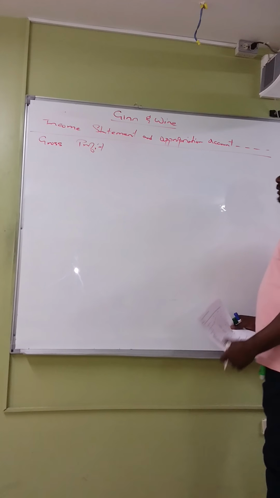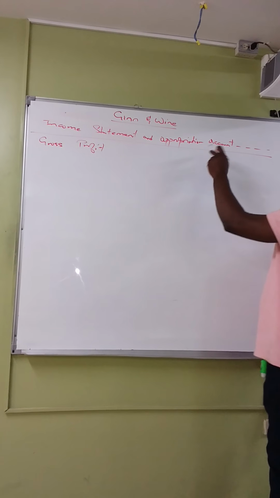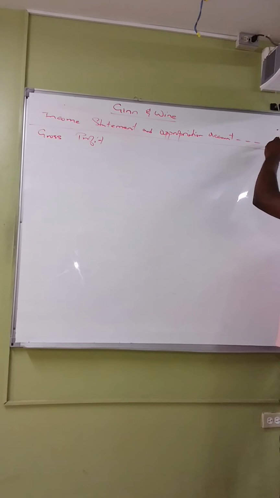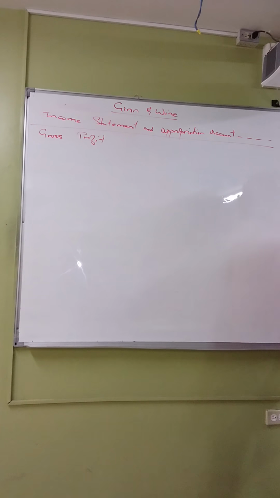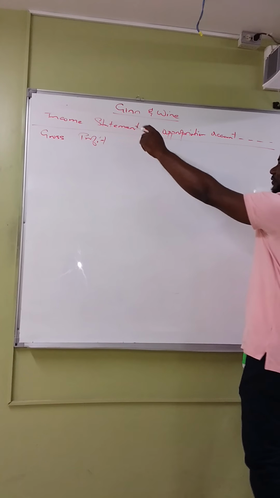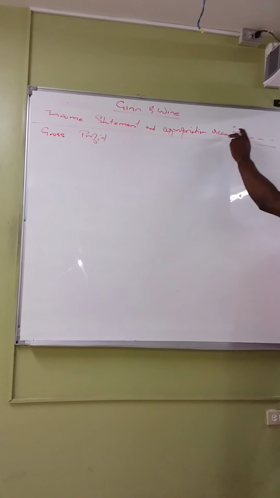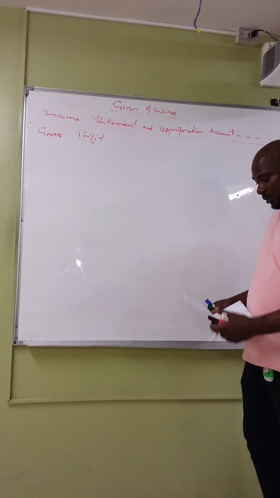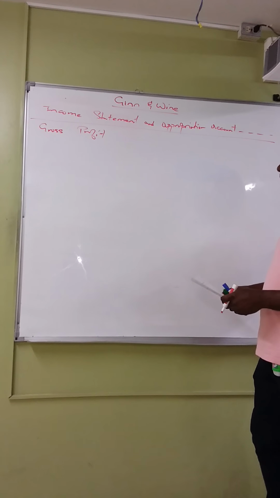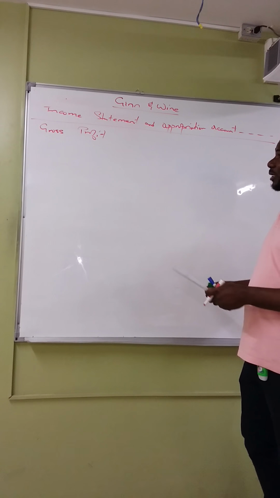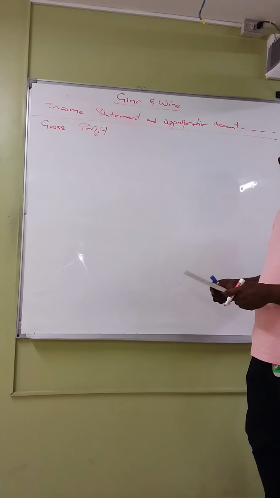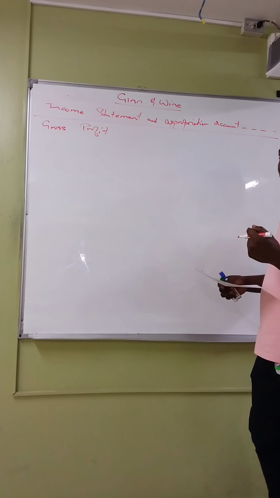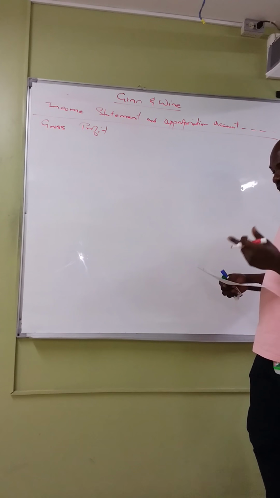Now we're starting with the income statement and appropriation account for the year ending December 31st, 2014. You should have the income statement and appropriation account for the year ending December 31st, 2014. If you carefully analyze this question, with the income statement predominantly, we know that we should start with our sales. But you realize that the gross profit was given to you.